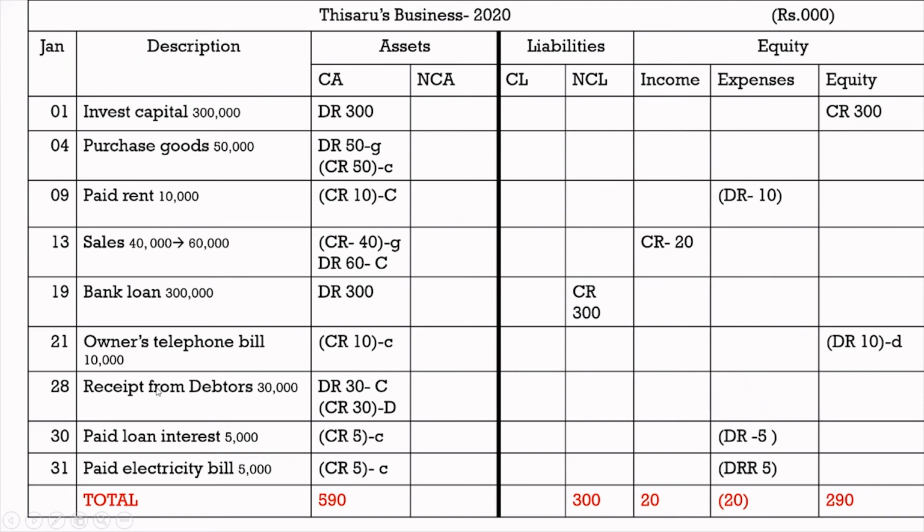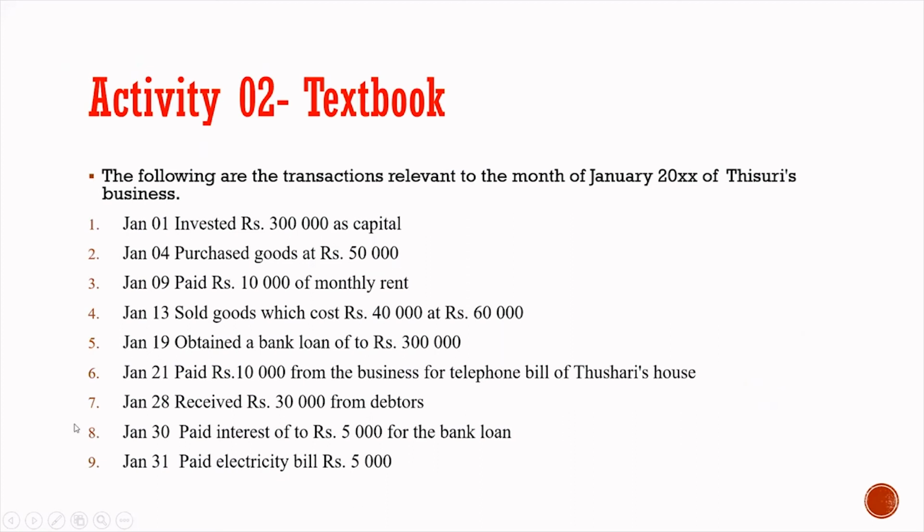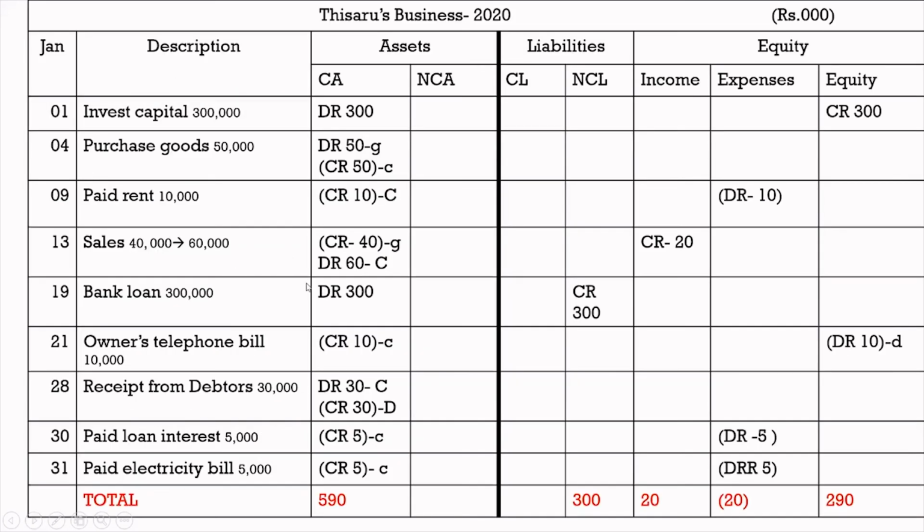And next, receipt from debtors 30,000. This is not made by me. This is your activity 2 in your textbook. So you can see there are no credit sales given, but still there's a debtor, right? So imagine that there's a debtor who was there in the month of December last year, and that person paid us, right? So then what happens? We have to deduct 30,000 from the debtor name.